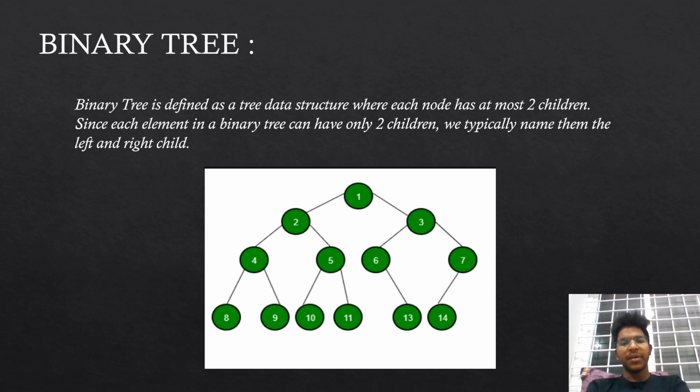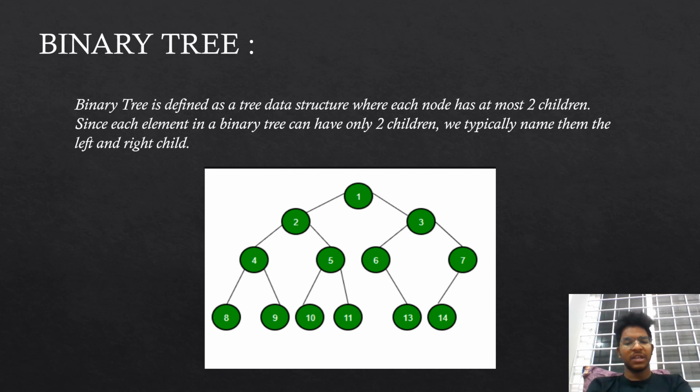Binary tree. A binary tree is defined as a tree data structure in which each node has at most two children. Since each element in a binary tree can have only two children, we typically name them the left and right child. Here is an example of a binary tree where 1 is called the root node, 2 is the left child, 3 is the right child. For 2 there are two children, 4 is the left child, 5 is the right child.